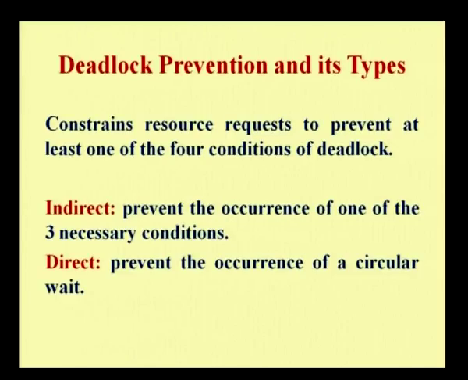We have seen 4 different conditions. Number 1 is mutual exclusion. Number 2 is hold and wait. Number 3 is no preemption. Number 4 is circular wait. Out of these, the first 3 conditions, mutual exclusion, hold and wait, and no preemption, come under the category of indirect deadlock prevention, and number 4, circular wait, comes under the category of direct deadlock prevention.